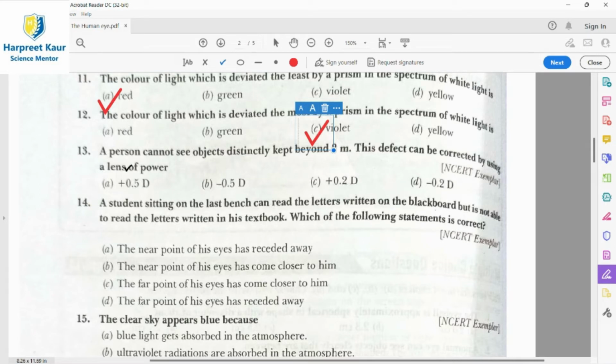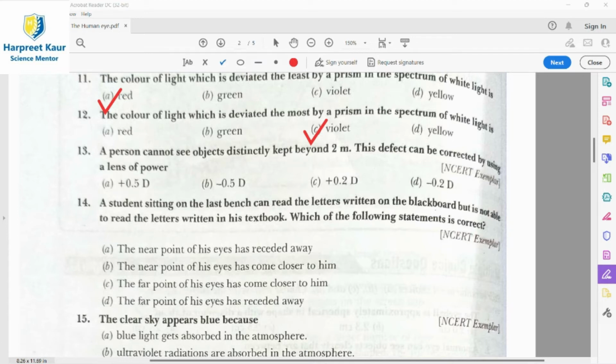Then question 13. A person cannot see objects distinctly kept beyond 2 meters. This defect can be corrected by using a lens of power. So which lens should be used, and here we have to find the power. As we know that the person cannot see distinctly beyond 2 meters, he is suffering from myopia. To remove this defect, that is myopia, he has to use a concave lens. And for that, focal length would be negative. That is, focal length would be minus 2 meters.